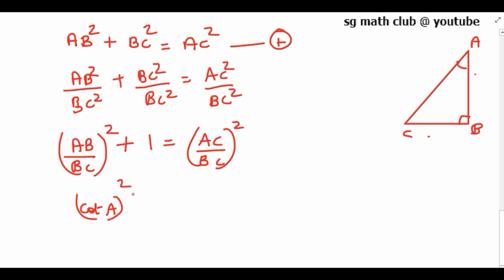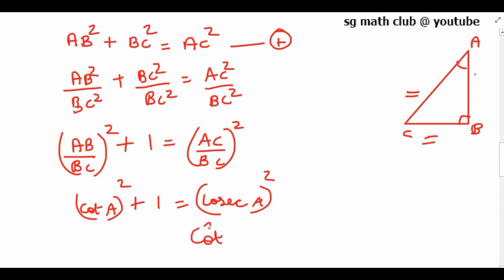Cot A the whole square plus 1 equal to AC by BC the whole square. AC is the hypotenuse. BC is the opposite side with respect to angle A. So, hypotenuse divided by opposite side is nothing but cosec A. Cosec A the whole square. So we can write this as cot square A plus 1 equal to cosec square A. So we got the third trigonometric identity also.